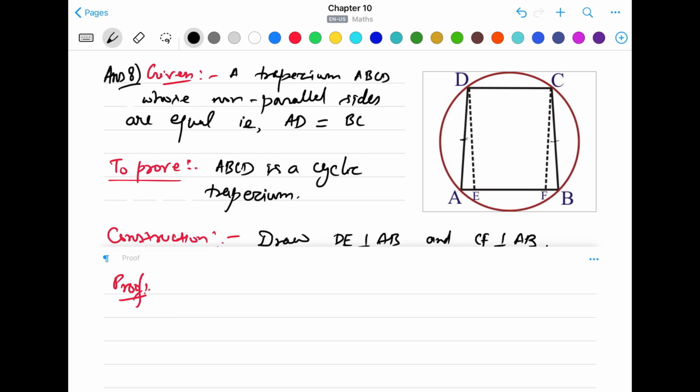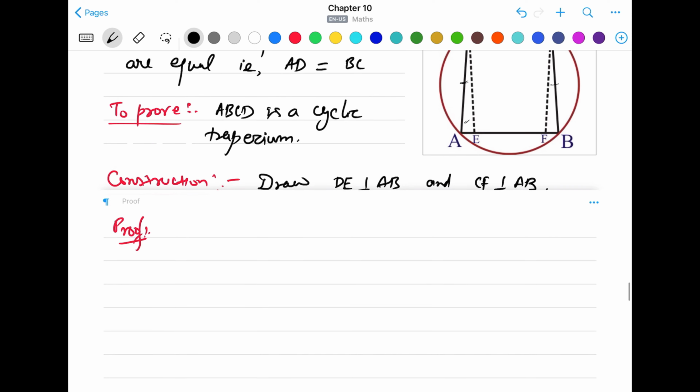In order to prove that this trapezium is cyclic, we will prove that one pair of its opposite angles is equal to 180 degrees. So if we prove that either pair of opposite angles sums to 180 degrees, then it will be a cyclic quadrilateral, a cyclic trapezium. Okay, so let's start with these two triangles, ADE and BCF.